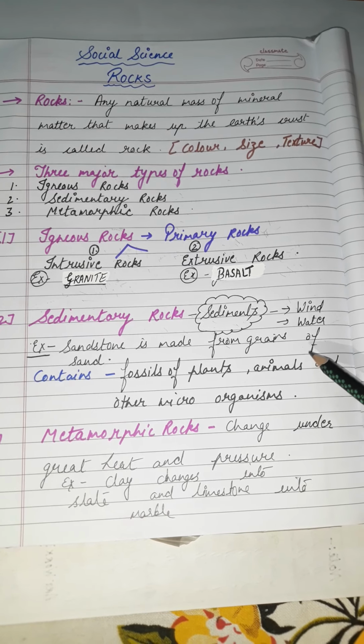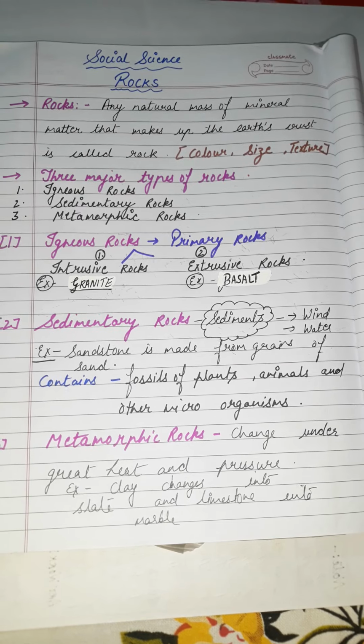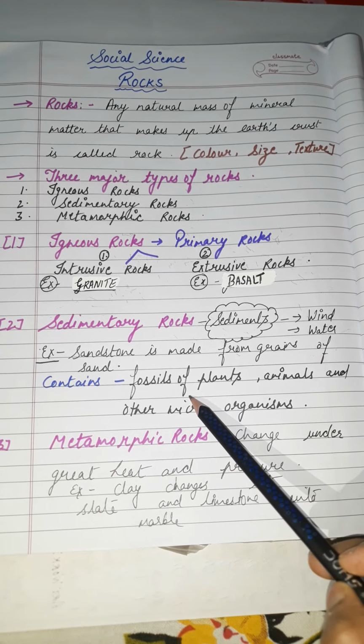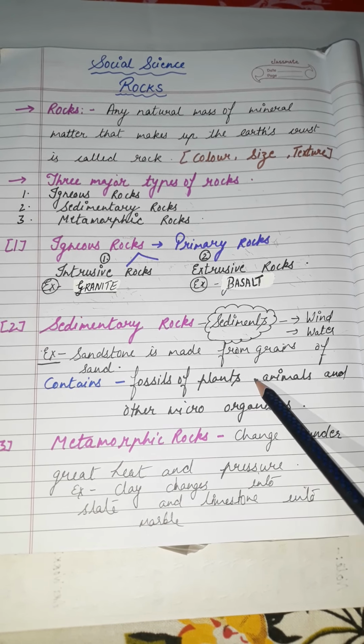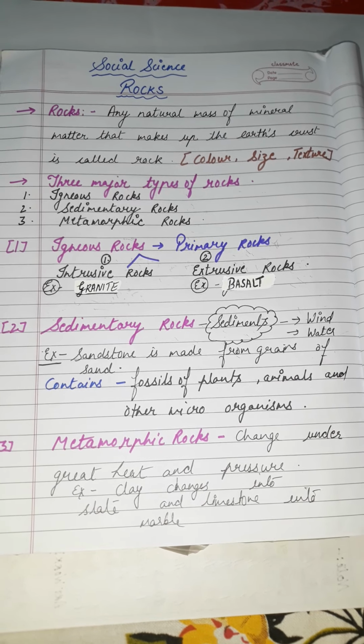What are they called? Sedimentary rocks. And the example, sandstone, is made from grains of sand. These rocks may also contain what? They contain fossils of plants, animals, and other microorganisms that once lived on them.